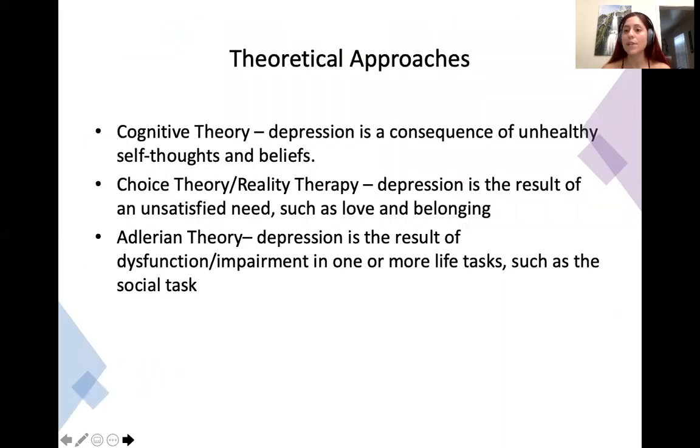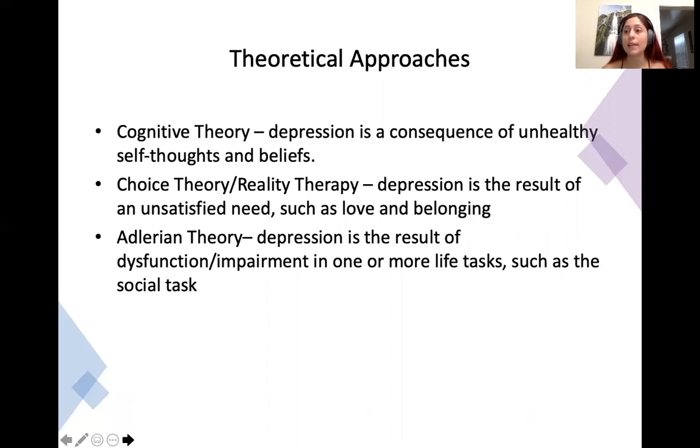So here's some examples of the beginning of a clinical formulation according to 3 different theories. The first is cognitive theory. And cognitive theory would suggest that the depression that Abigail is experiencing is the consequence of unhealthy self-thoughts and beliefs. So perhaps one of these thoughts might be, my mother doesn't love me, so no one will. From this perspective, therapy would focus on identifying those negative beliefs and learning how to replace them with healthier ones as a means of reducing that depression.